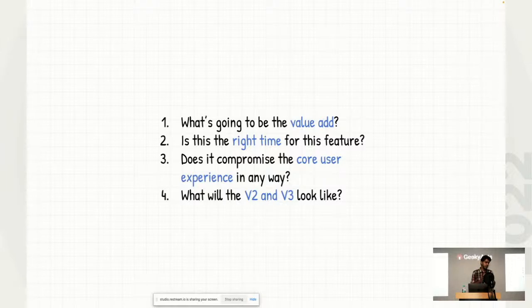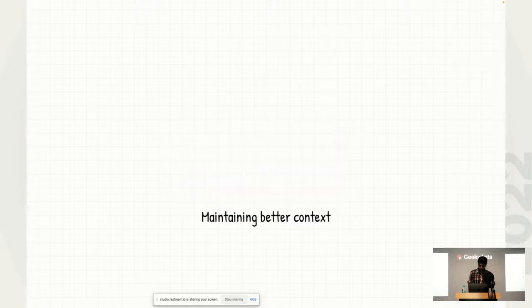Now, whatever feature you add or remove should ensure that the core user experience doesn't get compromised in any way, because that is what actually gets you to make more revenue, right? And the last is also a very important point, which is to understand more about the future. If you're designing an app today with a particular feature in mind, you must think about what V2 and V3 of the feature would look like. What would be the way this feature would be scaled forward?